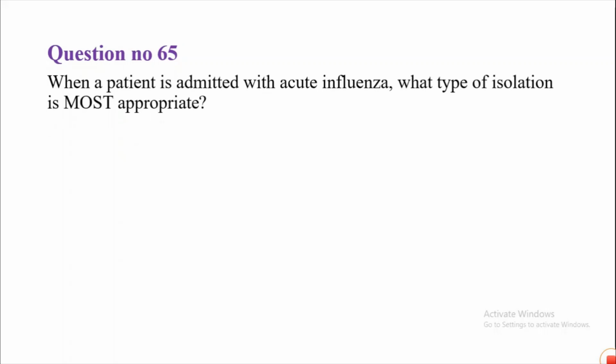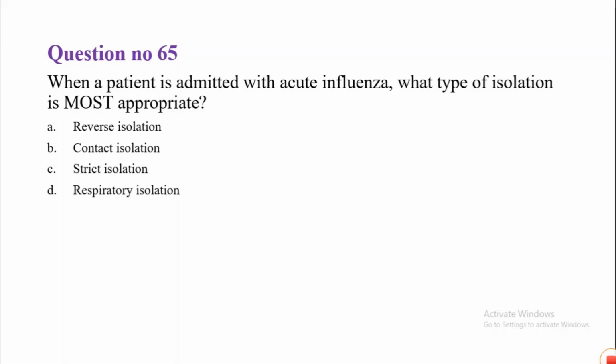Question number 65. When a patient is admitted with acute influenza, what type of isolation is most appropriate? The options are number A, reverse isolation, number B, contact isolation, number C, strict isolation, number D, respiratory isolation.